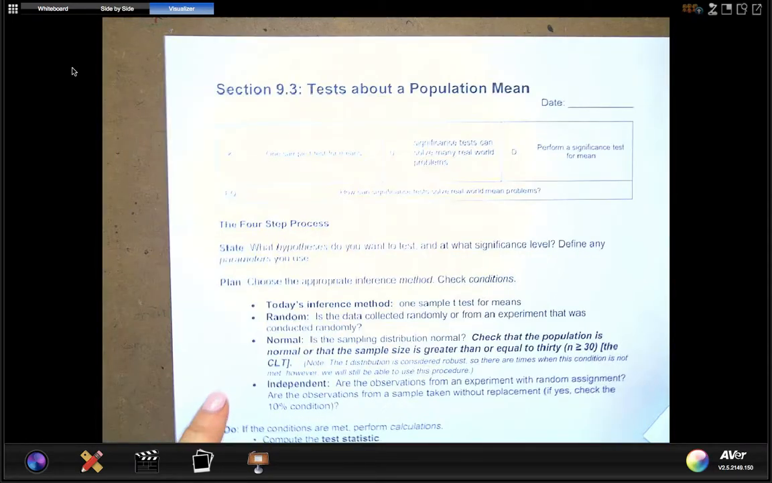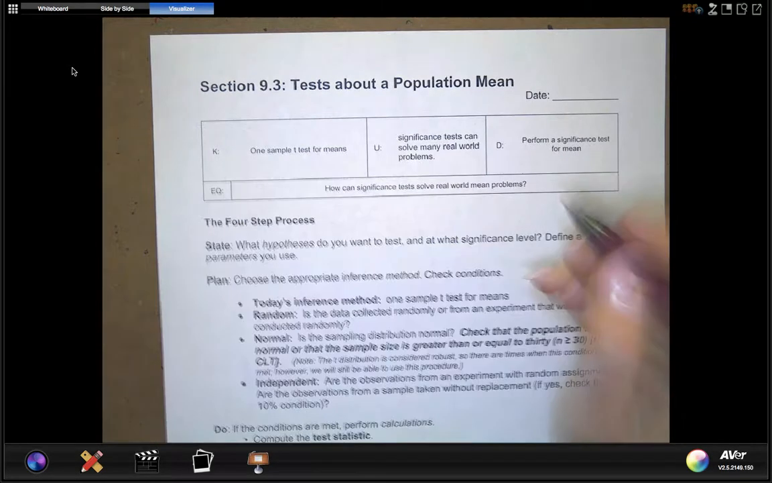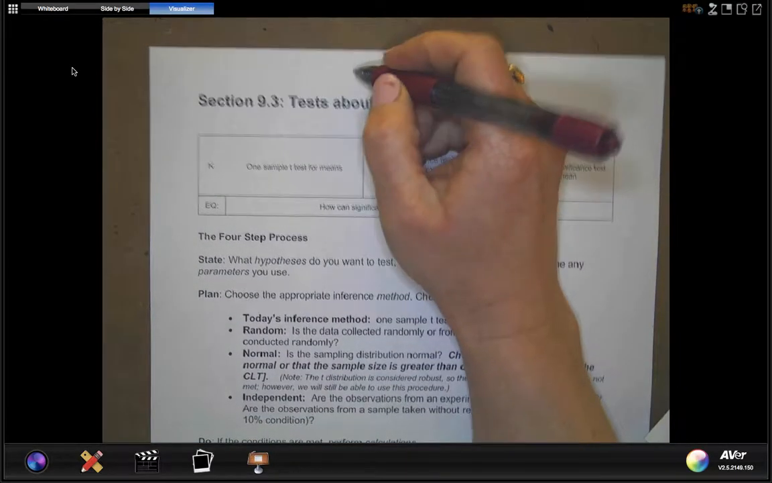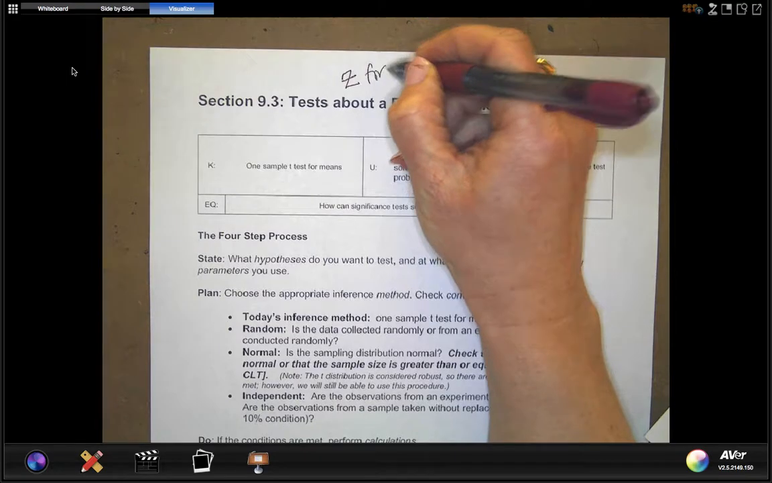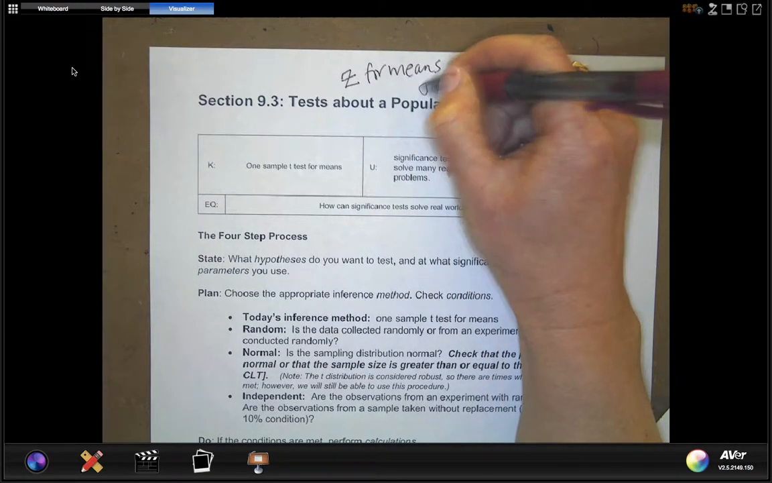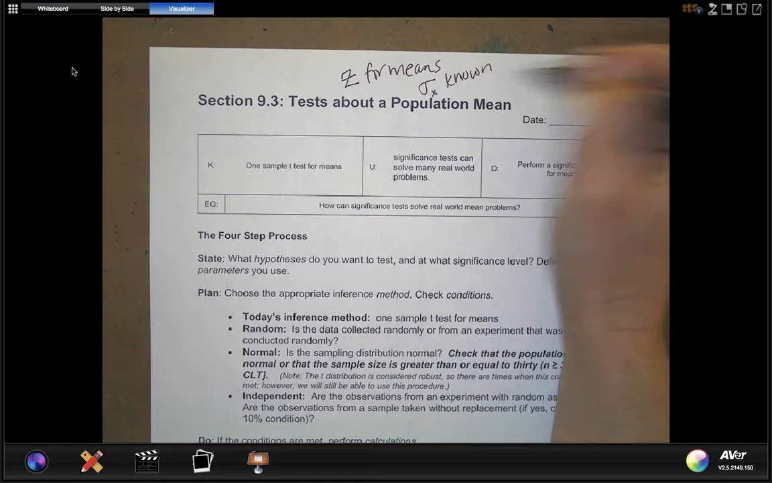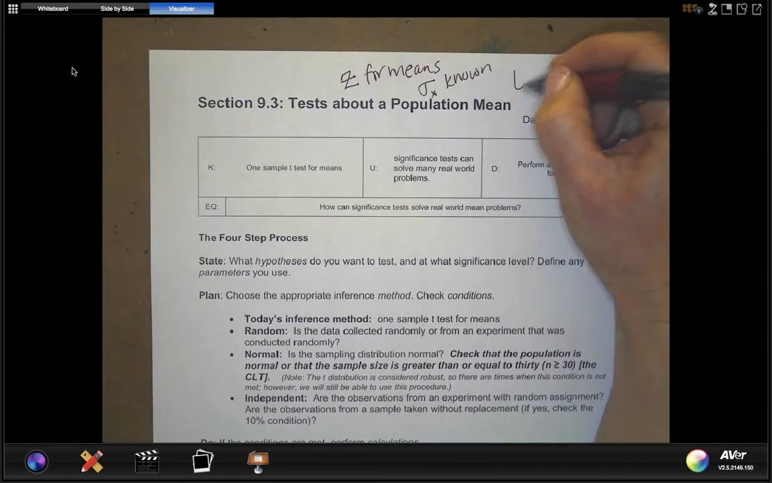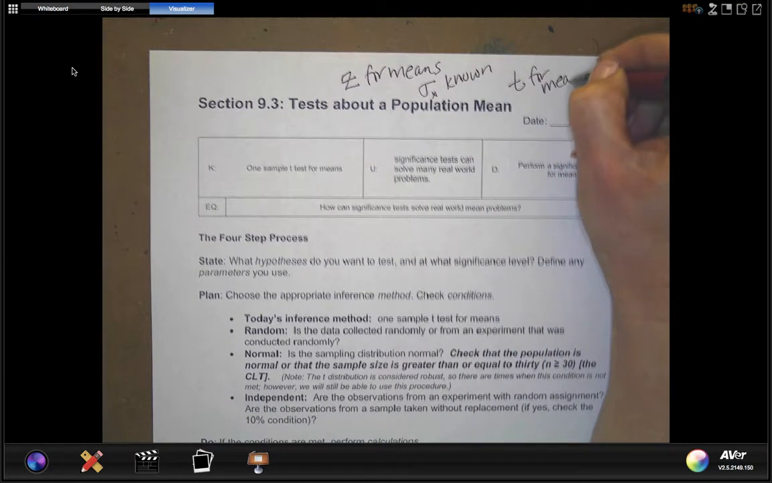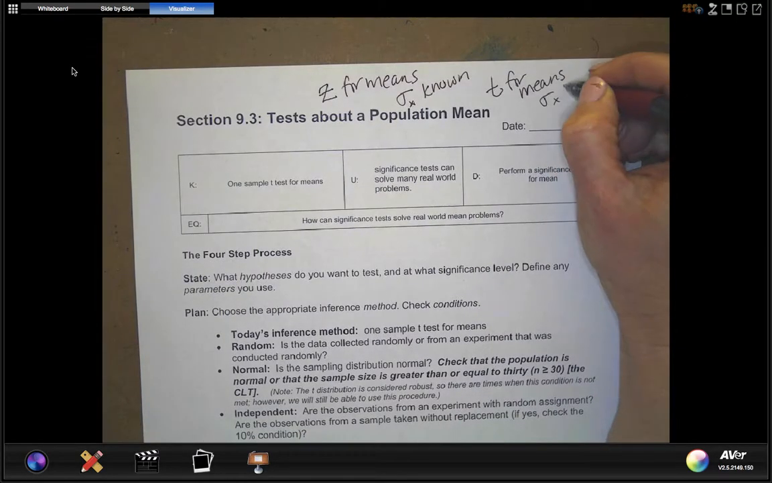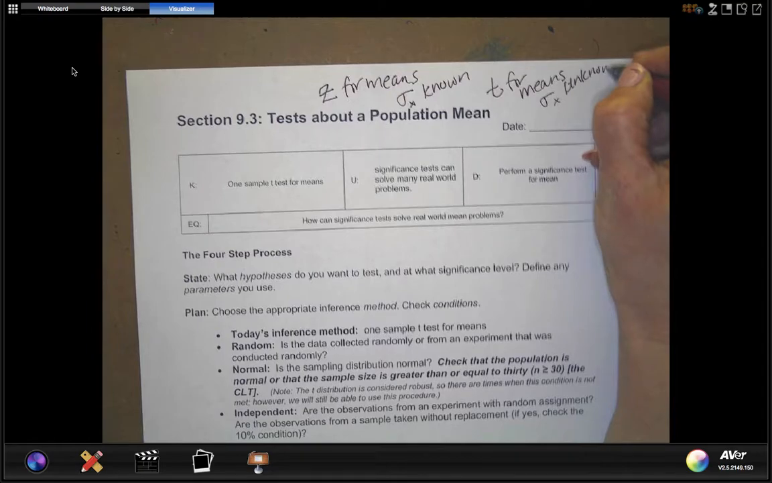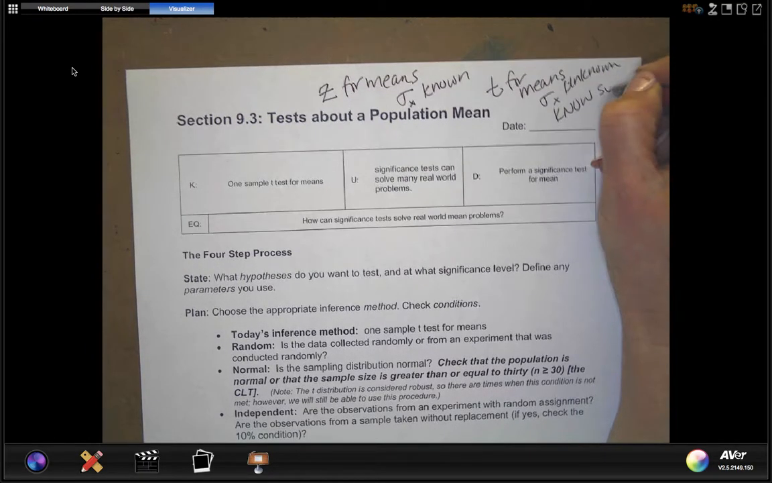All right. So today we're just talking about how to do these tests with the mean. If you remember when we did confidence intervals, we used Z for means if we know sigma. Remember sigma is the population standard deviation. We use T for means when sigma is unknown, but we know Sx, okay?